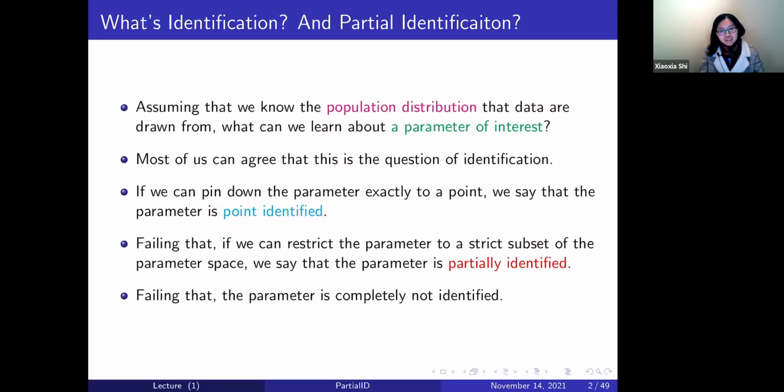If the model cannot pin down the parameter value uniquely when you know the population distribution, but the model can restrict the parameter to a strict subset of the whole parameter space, then we say the model is partially identified, or the parameter is partially identified, right? So the model restrictions provide some information about the parameter of interest, but don't pin it down to a unique value. Failing partial identification, we are in the case where the parameter is completely not identified, right? So inference for partially identified models is mostly in this interim stage where the parameter is really partially, but also somewhat identified, right? Not point, but partially identified.